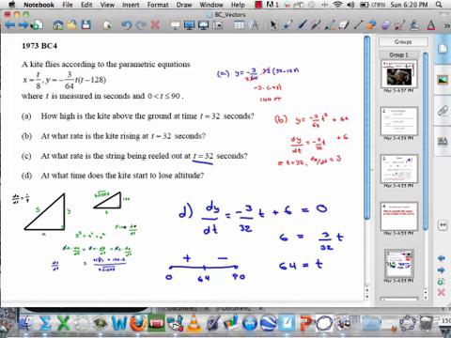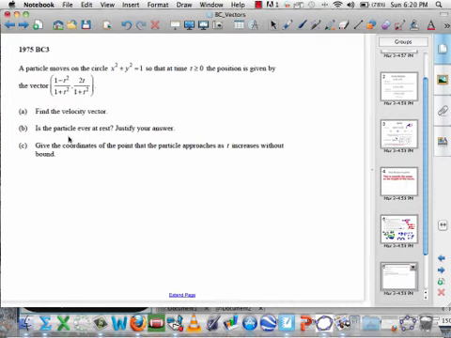A particle moves on the unit circle so that at any time t greater than or equal to 0, the position is given by this vector. Okay, so this is the position vector. It tells you where you are in the coordinate plane. All right, part A says find the velocity vector.